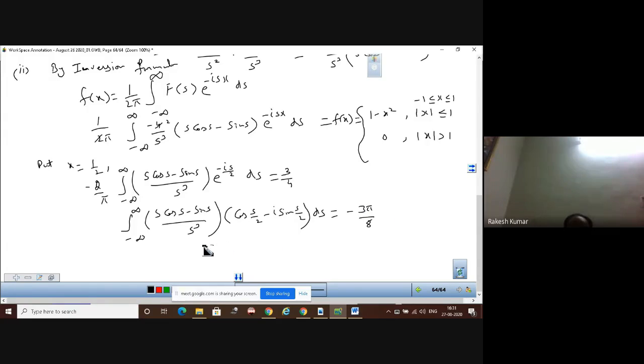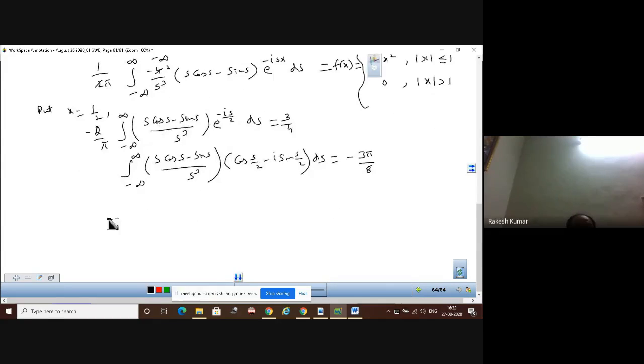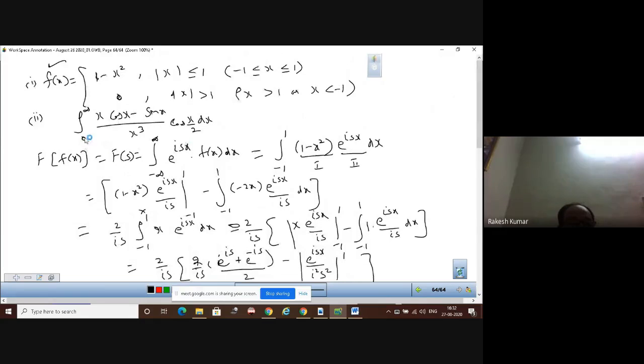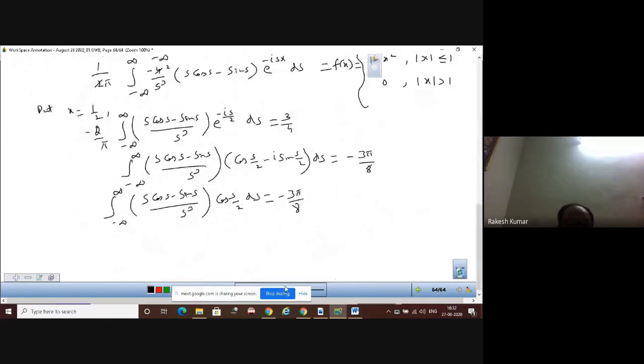Now, you know that you can easily find the value by equating the real part. So, equating the real part on both sides, what shall we get? We shall get the integral from minus infinity to infinity of (s cos s minus sin s) over s cube into cos of s by 2 ds equal to minus 3 pi by 8. But what we require, just see the question, is the limits 0 to infinity. All terms are the same, so the only difference is of limits.